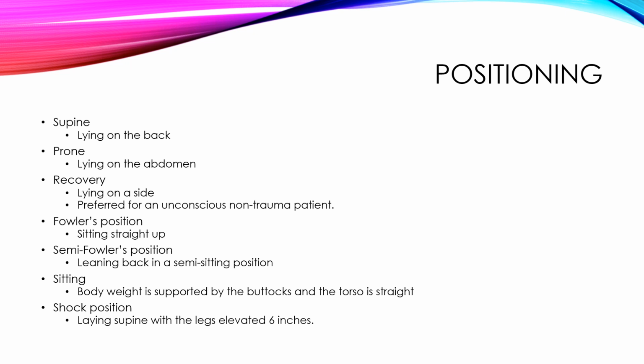Fowler's position is sitting straight up. Semi-Fowler's is anything less than an 80 or 90 degree angle. And it's leaning back in a semi-sitting position. So they're reclined. And then sitting is when the body's weight is supported by the buttocks and torso is sat straight. Your shock position is laying supine with the legs elevated 6 inches, which, like I also told you, is Trendelenburg.